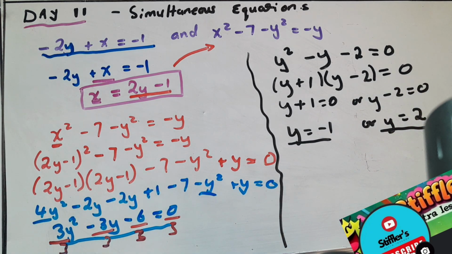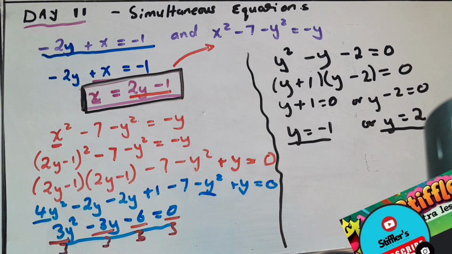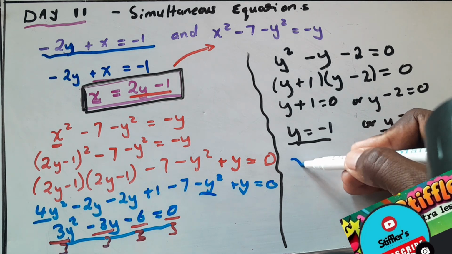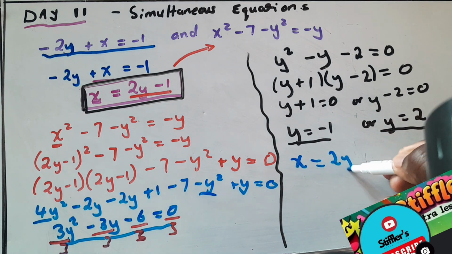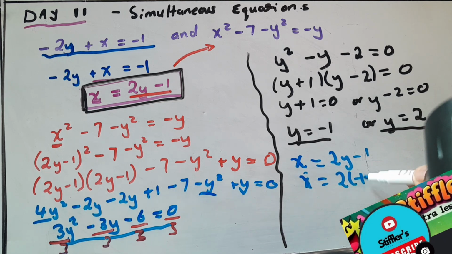So after finding the values of y, now we can substitute in this equation that we made earlier on to find the values of x, right? So let's see. So we are going to find the values of x on each of these, right? So firstly, let's start with this one. So we know that our x is equal to 2y minus 1, right? So our x here becomes 2 times negative 1, minus 1. So our x becomes 2 multiplied by negative 1 is negative 2, minus 1. That's negative 3.